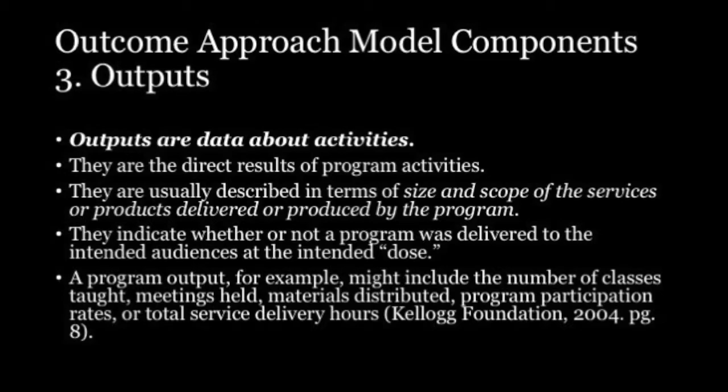Now, in order to achieve these outcomes, you need some outputs, right? And the outputs are what results from the activities. They are the direct results of the program activities. They're usually described in terms of size and scope of the services and products delivered or produced by the program. They're the products of your program. They indicate whether or not a program was delivered in the intended way, right? It's the program output. For example, this may be the number of classes that you taught, the number of participants that attended your services, the number of participants that were reached, and so forth.